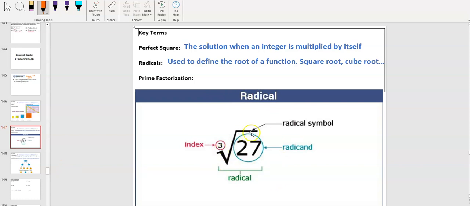So you have your radical symbol, which kind of looks like a long division sign, but also a check mark. Inside your radical symbol, you have the radicand. The entire thing is called a radical. And whatever the number is in front here, if there's no number, we know that's a 2 for a square root. But if there's a number here, we call that an index. But this whole thing is a radical. We've used them before.